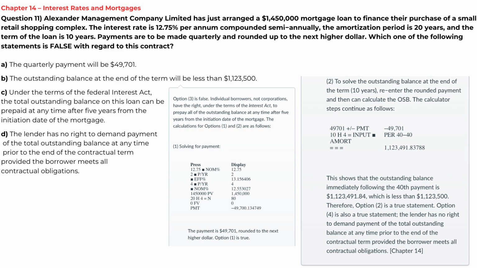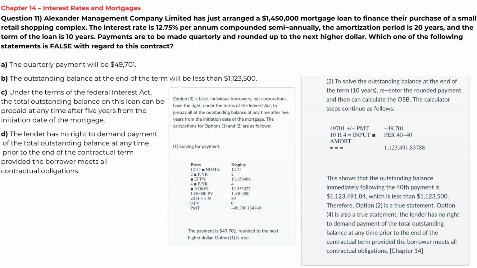1,450,000 PV. 80 N, 20 years times 4 quarterly payments. 0 FV. Press PMT. Calculator displays minus 49,700.134749. Payment is $49,701, rounded to the next higher dollar. Option 1 is true.